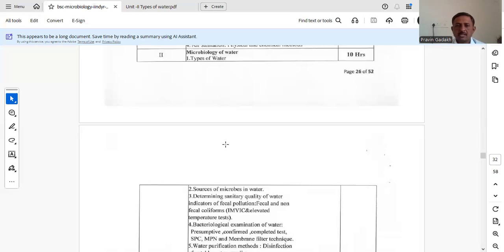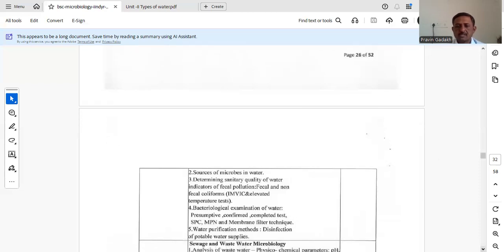After that, we can discuss the bacteriological examination of water with respect to the different methods we can use. We can use the MPN method, most probable number count, for that estimation. This test can be differentiated into three steps: one is the presumptive test, another is the confirmatory test, and the third is the completed test. Standard plate count, most probable number, and membrane filter technique are the different bacteriological methods used for determining the bacteriological quality of water.